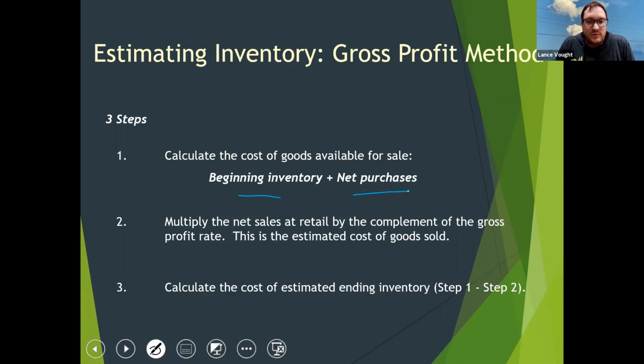Then what you do is multiply the net sales at retail by the complement. Again, the complement is 1 minus the gross profit rate. So if it turns out your gross profit margin is 40%, then the complement of that is 0.6. If this is 0.4, aka 40%, then the complement would be 0.6, or 60%. And then from that, you'll calculate the cost of your estimated ending inventory.